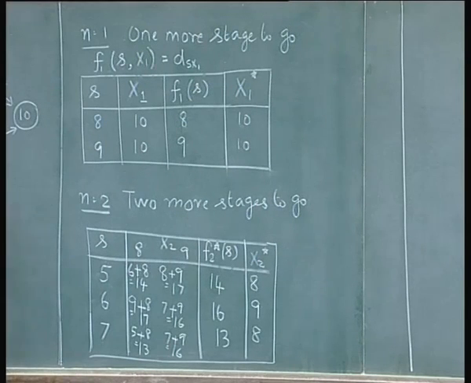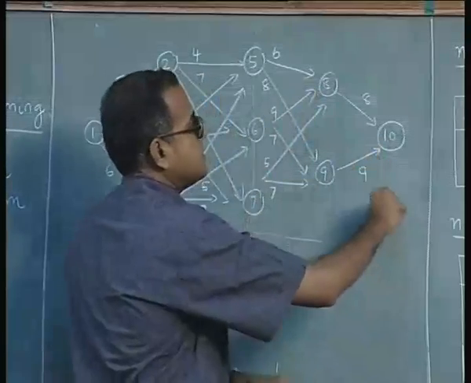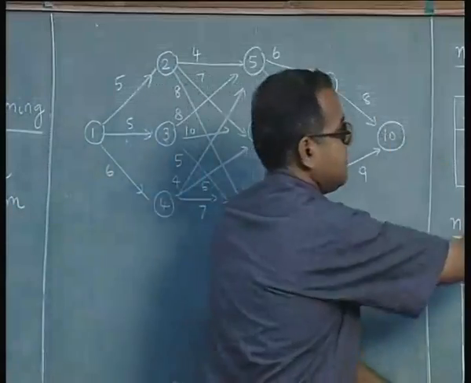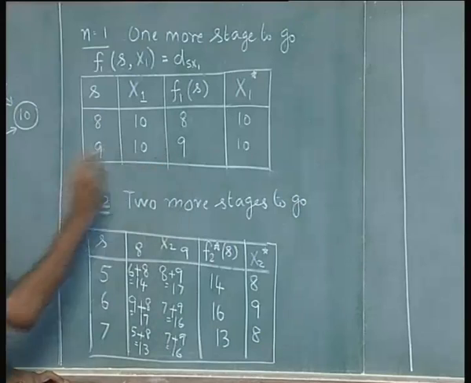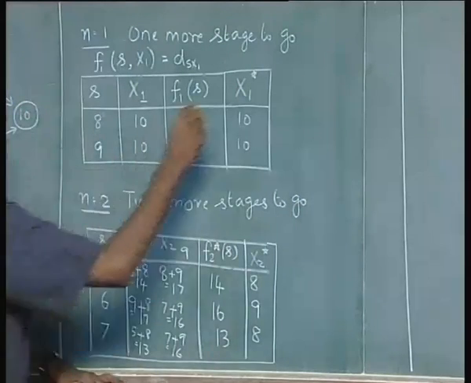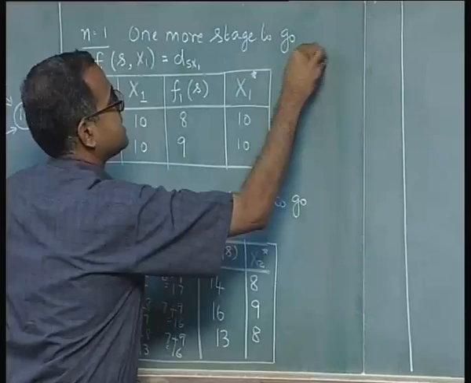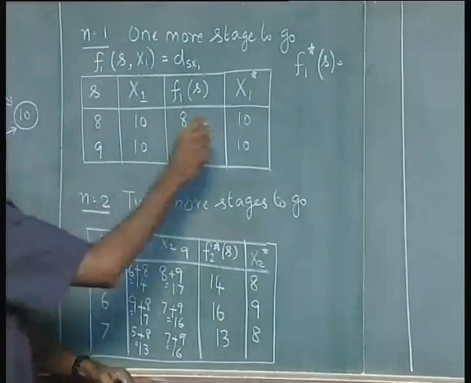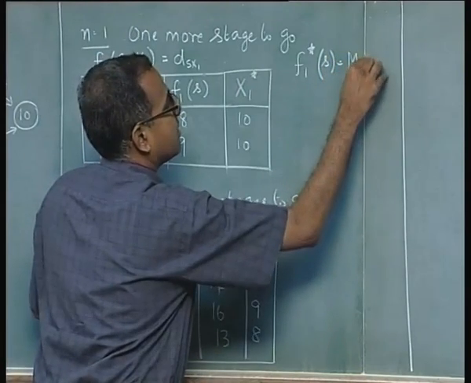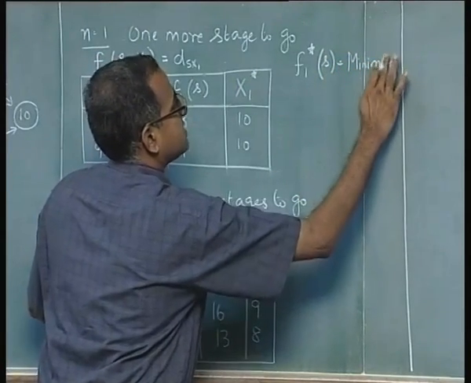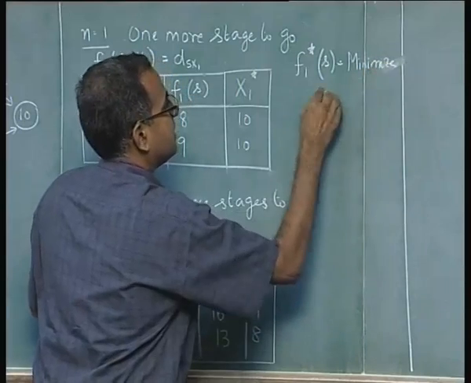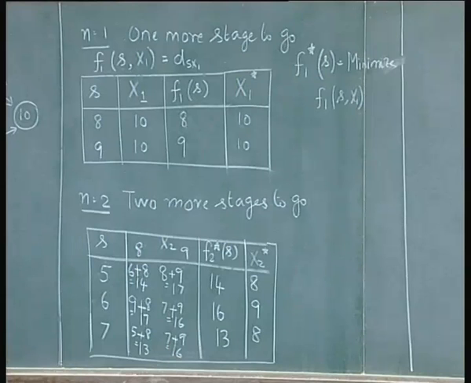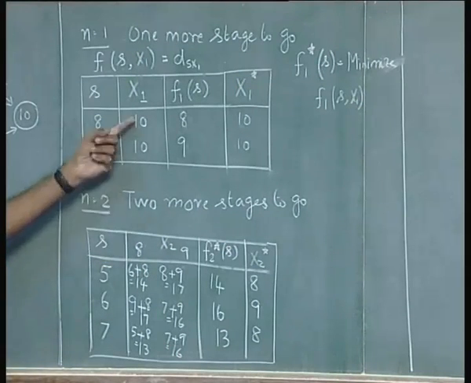So in this table the person is at 8, decides to go to 10, so the value of the function is d S x1, which is distance from 8 to 10, which is 8. Similarly from 9 to 10, which is 9. So the best decision here would be f1 star, which is the best decision for a given state S, going to be the best one. So this will be the one that minimizes f1 S x1. Now in this case it will become much more obvious and clear.